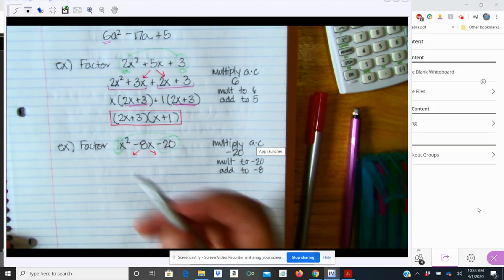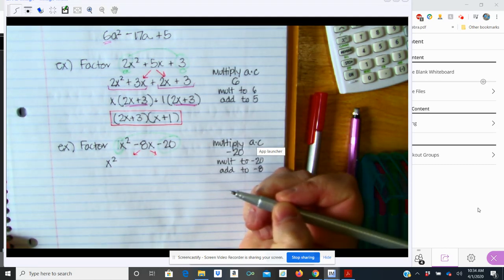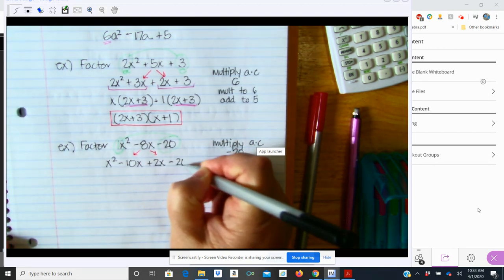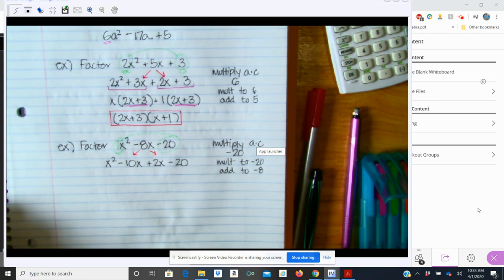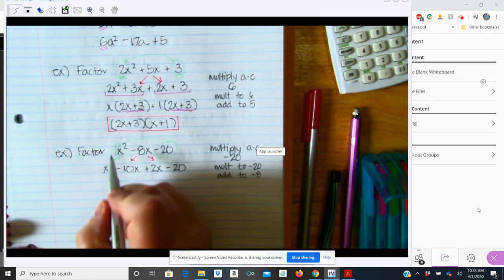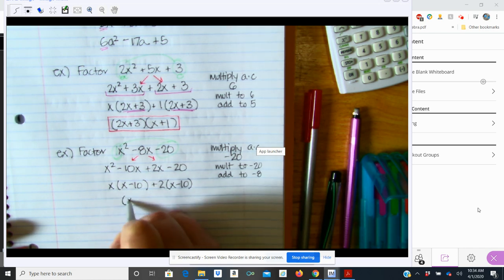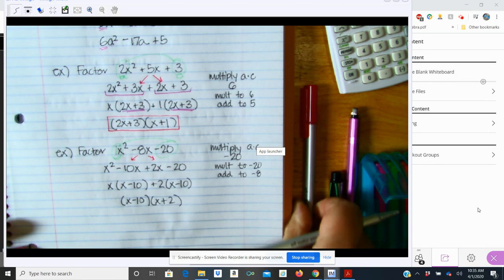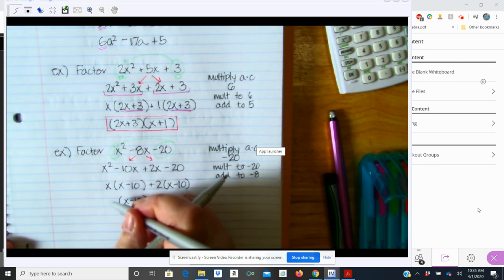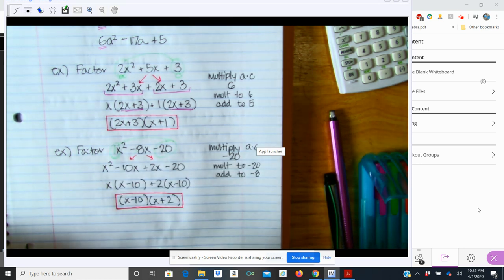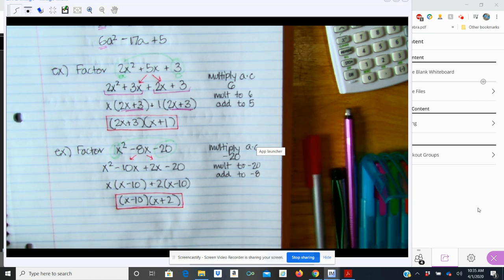You sure you want a positive 10 and a negative 2? Do you want a positive 10? Do you see that it is the same thing, Ryan? Okay. It's just that our A value here is a 1, and so we didn't really think of it as A times C. But it is the same idea and process.